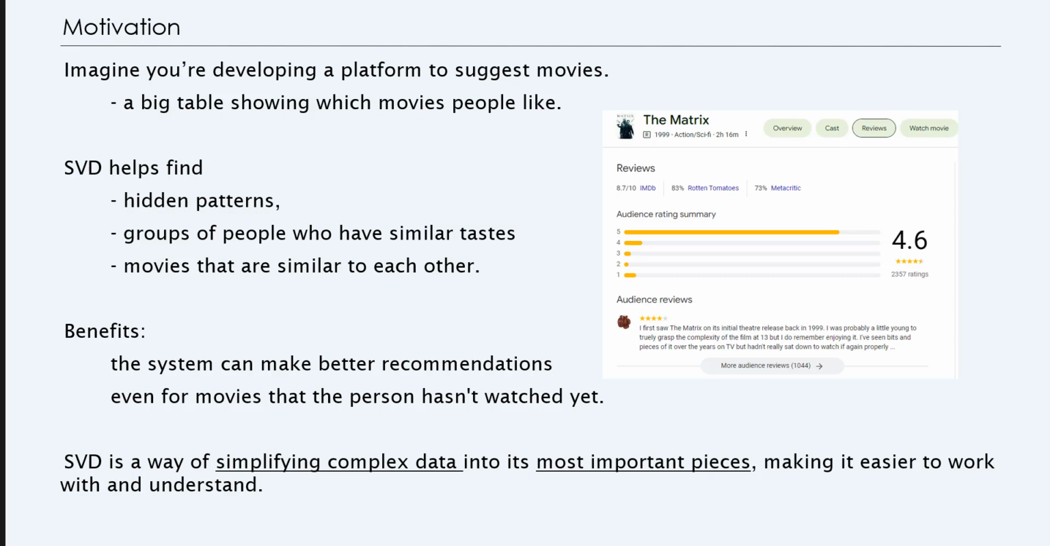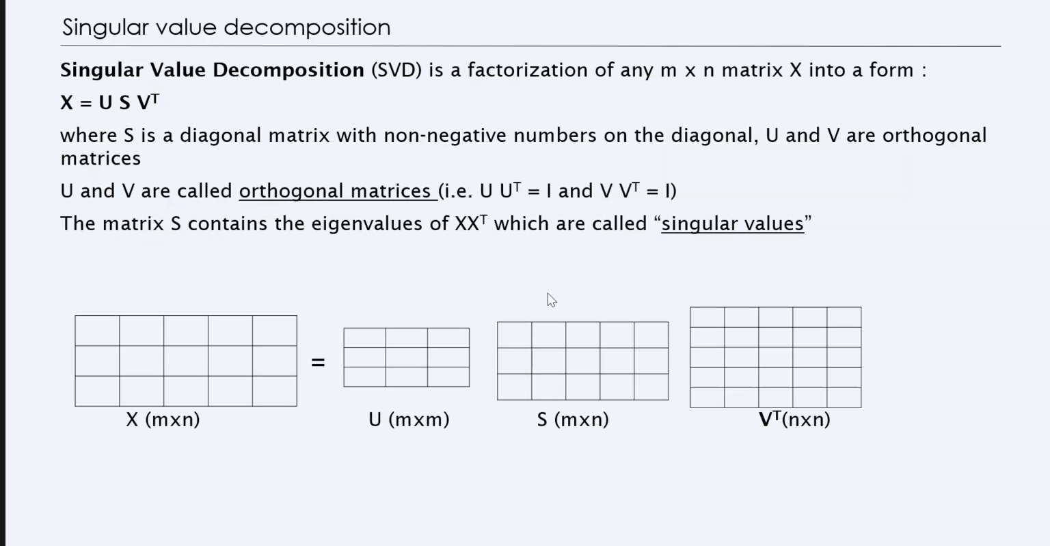So it can identify groups of people with similar tastes and reveals similarities among movies. By breaking down this complex data into its most important components, SVD allows the system to make more accurate recommendations, even for movies a person hasn't seen yet. The simplification of data enhances both the system's efficiency and the user's experience.